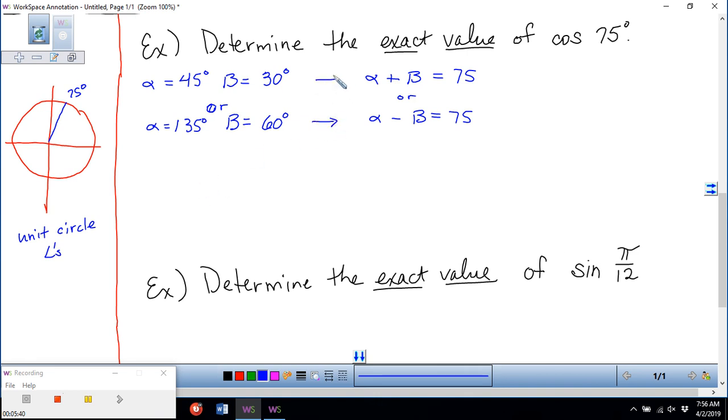So you decide which one works better for you, and then according to that, if you're using the 45 degrees and the 30 degrees, then we're going to use an addition formula for cosine. And if we're using 135 degrees and 60 degrees, we would use subtraction for the cosine of 75 degrees.